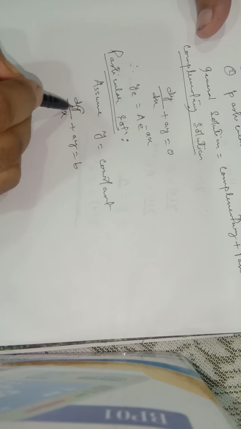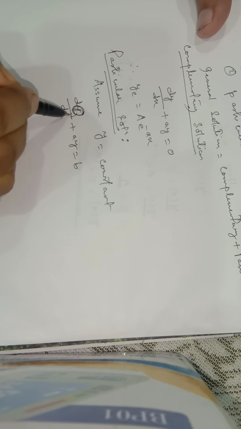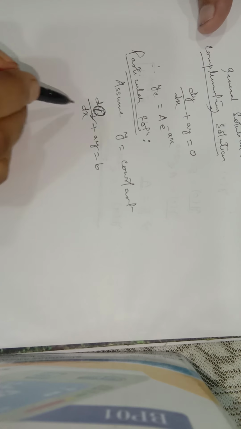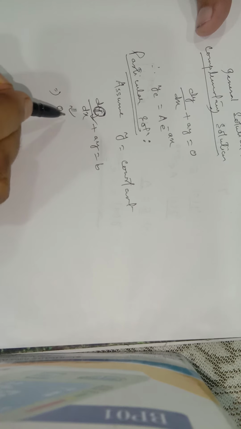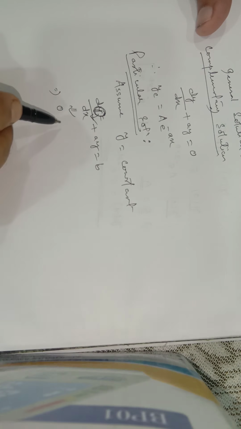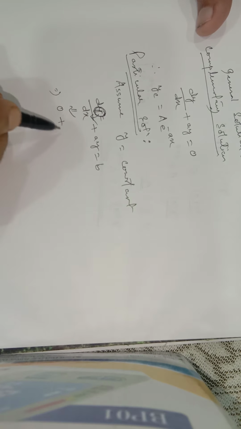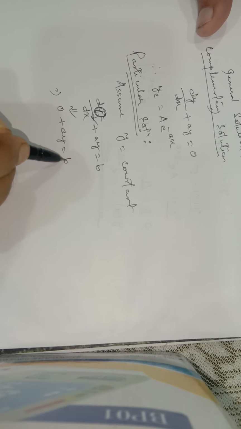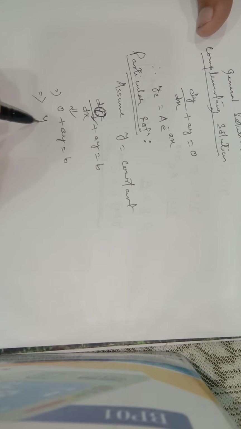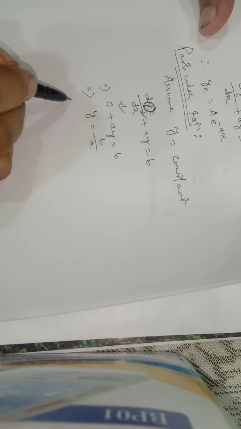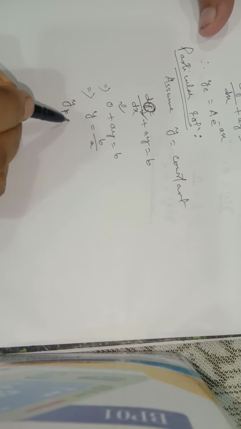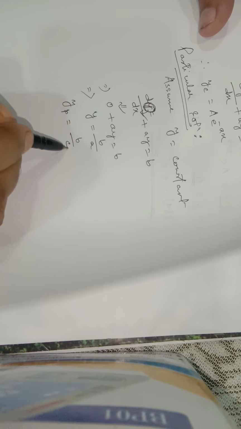Since y is a constant, its differentiation with respect to the variable becomes 0. So this derivative is 0, and we get only ay is equal to b. So here y is equal to b by a. So the particular solution can be written as yp is equal to b by a.